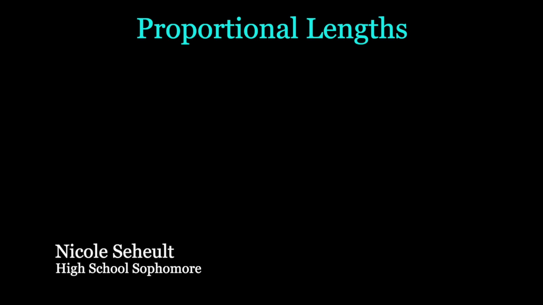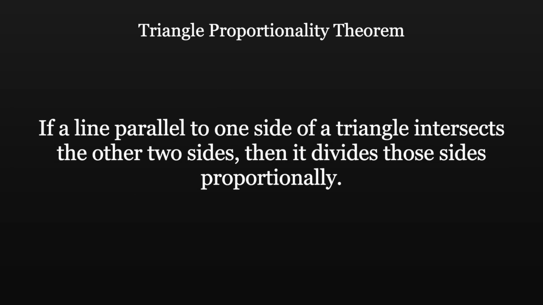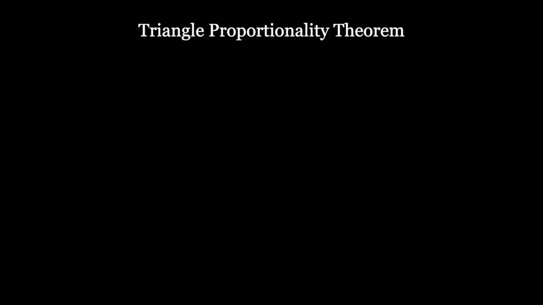In today's video, we're going to be looking at proportional lengths, especially in triangles. Let's jump right into it. The first thing you need to understand when we're talking about proportional lengths in triangles is this theorem. The official name of this theorem is the Triangle Proportionality Theorem. And it says that if a line parallel to one side of a triangle intersects the other two sides, then it divides those sides proportionally. Let me break this down for you.